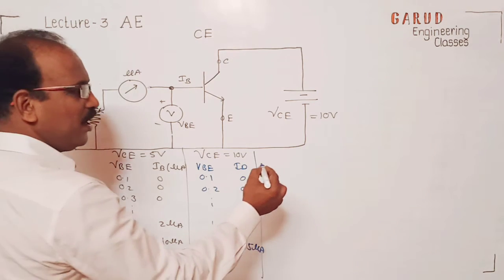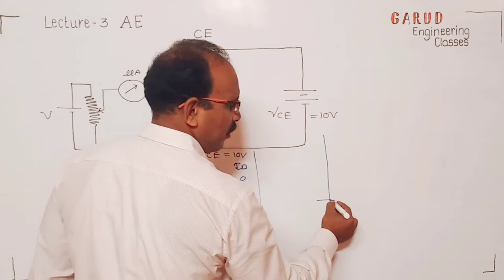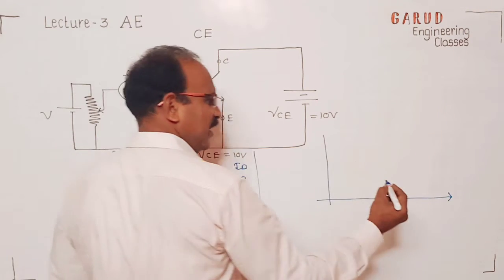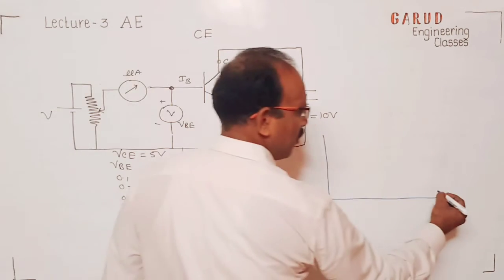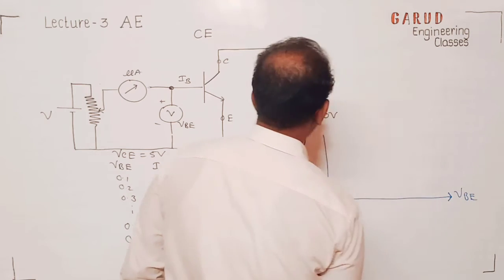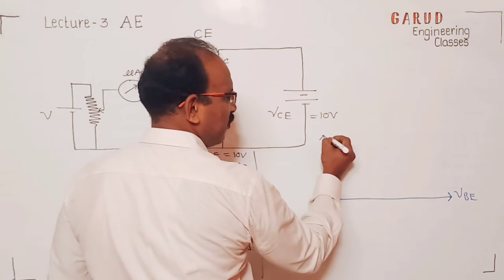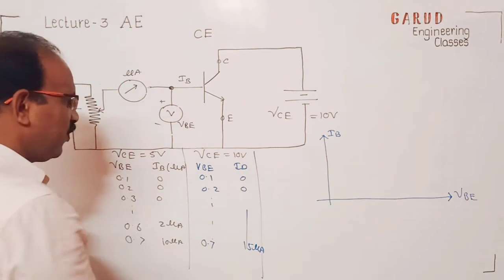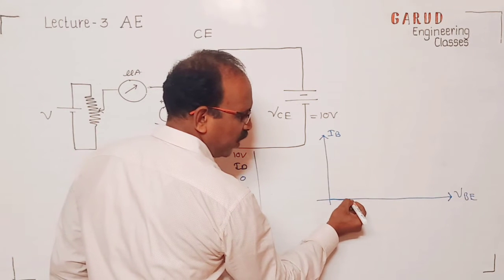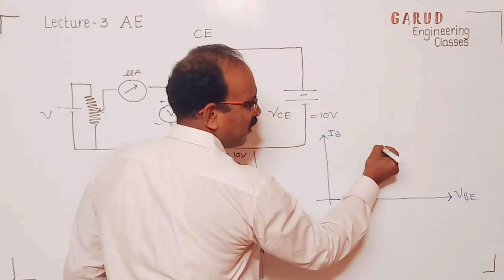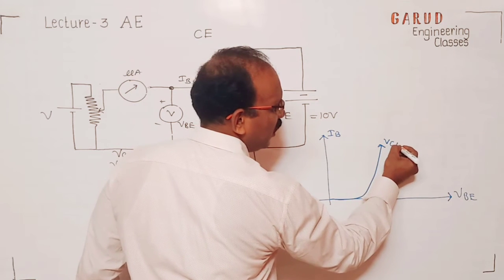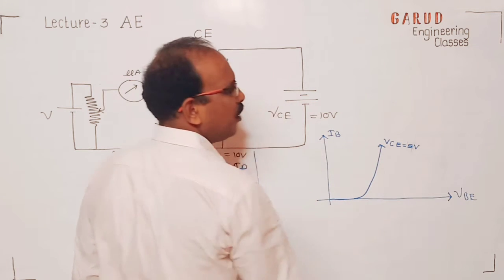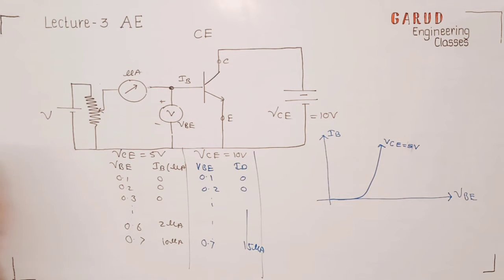Correct? So what is the behavior if you want to record? What we vary, we always keep on the x-axis. We are varying VBE. What we check, that is the response, should be on the y-axis. This is micro. So in the first case, if you see 0.1, 0.2, 0.3, 0.4, nothing will happen. After some time, current starts flowing. Sorry, this was for the 5 volt case. Even we can start from 0 also.